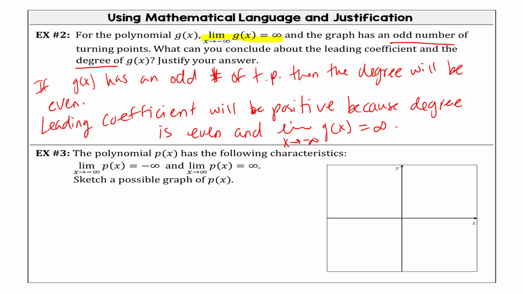All right. Again, non-calculator. The polynomial p of x has the following characteristic. The limit as x goes to negative infinity, p of x equals negative infinity, and the limit as x goes to positive infinity, p of x equals infinity. Sketch a possible graph. So you're going to sketch your own possible graph that fits this situation. What is a possible polynomial that would model this limit?